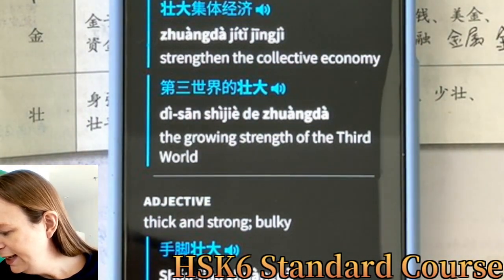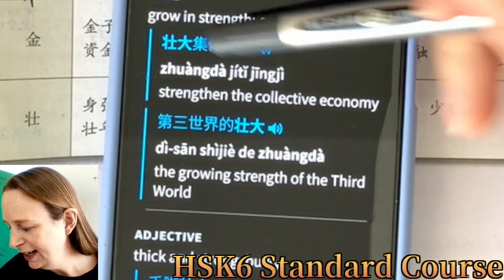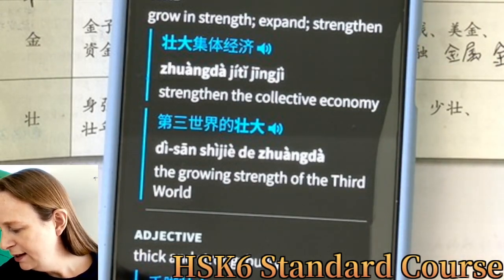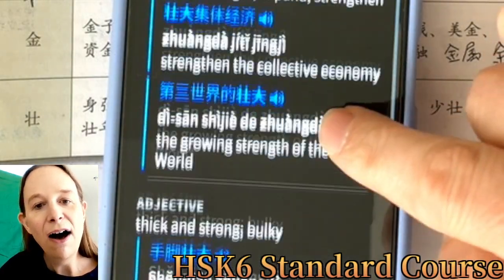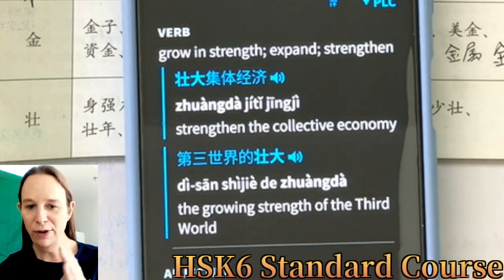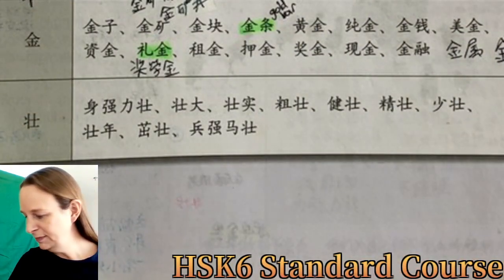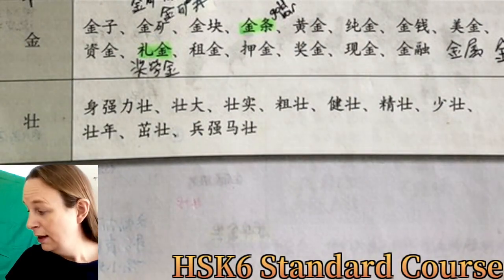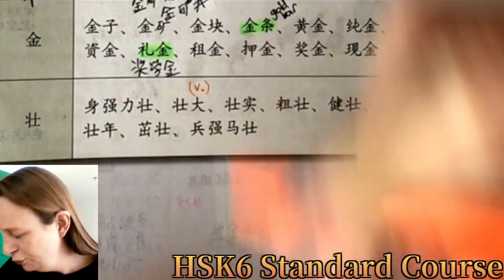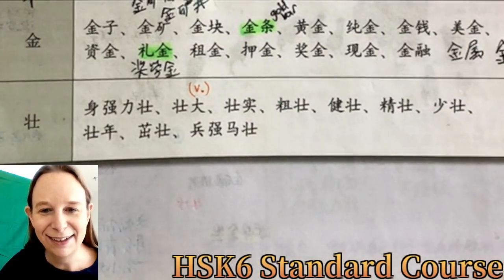壮大集体经济. So strengthen the economy, the collective economy. 第三世界的壮大. This looks like a noun. Oh no, it is, together it forms a noun. It's the strengthening of the third world. Yeah. So, to my surprise, this one is a verb. 壮大. That took me by surprise.